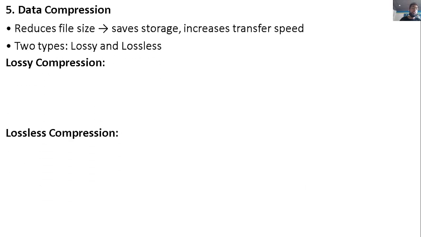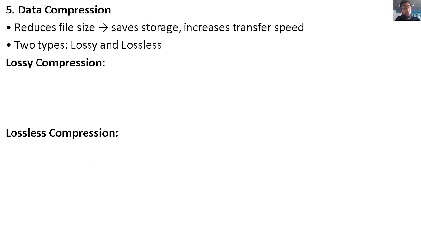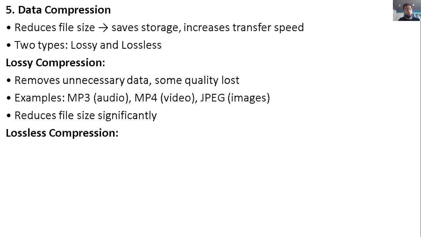Next is data compression. We have to reduce the file size, and we use data compression for that. There are different methodologies for data compression, and there are two types: lossy file compression and lossless file compression. In lossy file compression, we remove unnecessary data and a little quality may be lost. For example, MP3 audio, MP4 video, and JPG images reduce file size significantly.